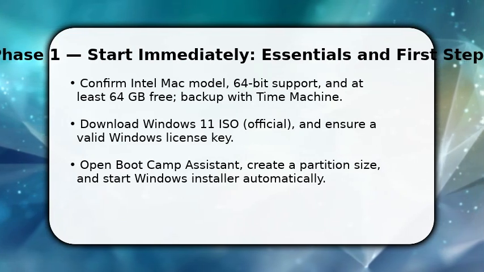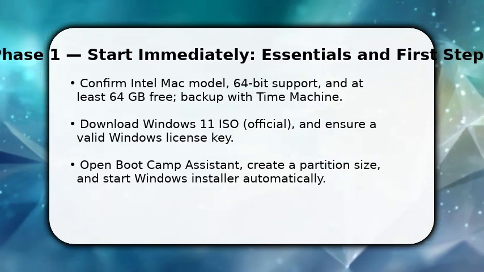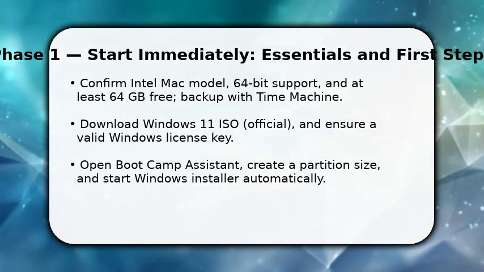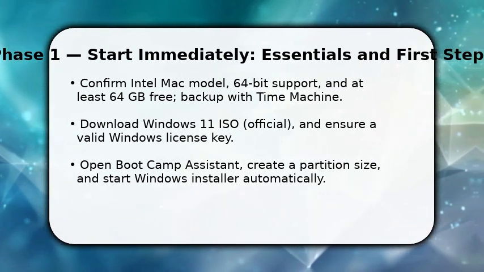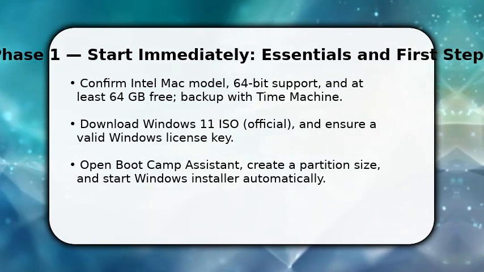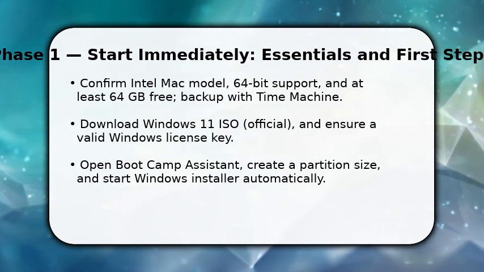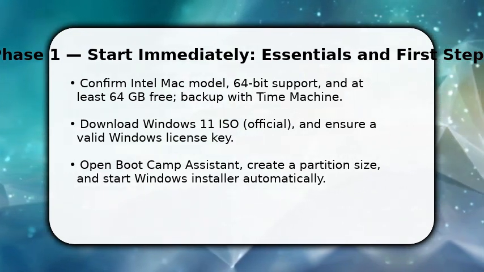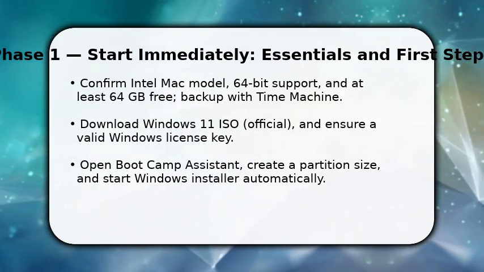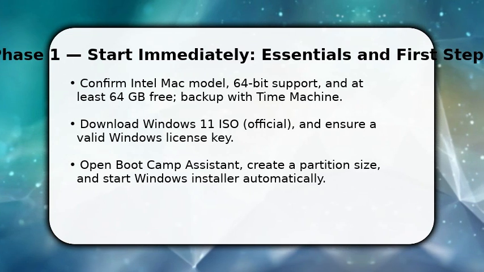Enjoy the video. You begin on an Intel Mac, check model and free space, because Boot Camp only runs on Intel chips. Once you have a Windows 11 ISO and a license key, open Boot Camp Assistant. You will create a Windows partition and point Boot Camp to the ISO. It copies files and reboots to the Windows installer. Make sure you backed up first.